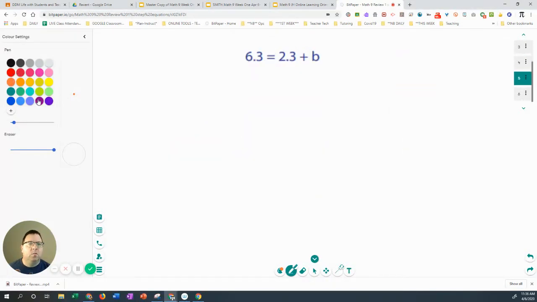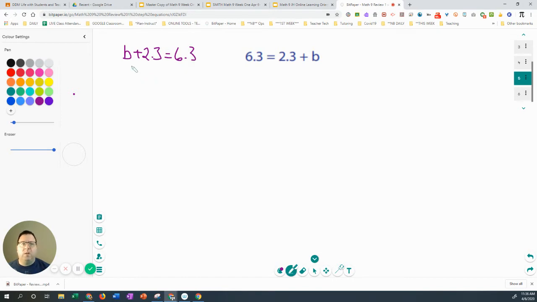Okay, this time I'm going to go with purple. All right, over here you have 6.3 equals 2.3 plus b. I just wanted to point out that it's okay to have the variable on the right side. Some students will want to rewrite this question as b plus 2.3 is equal to 6.3.